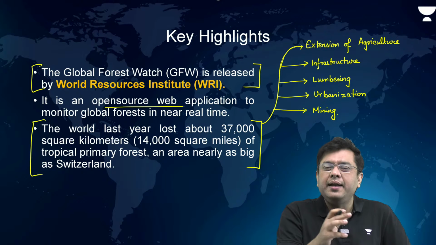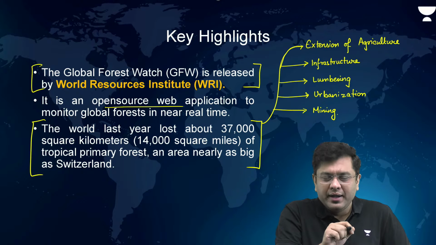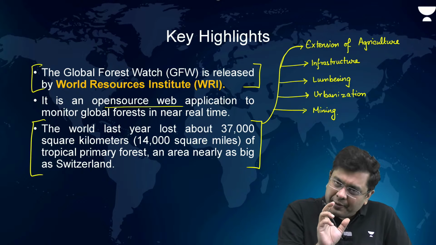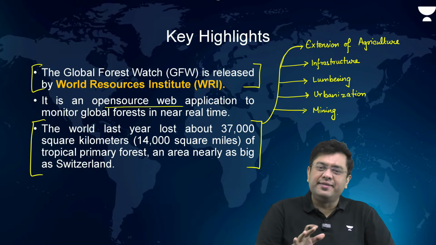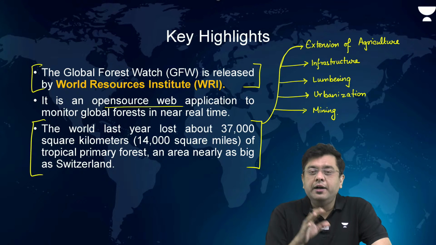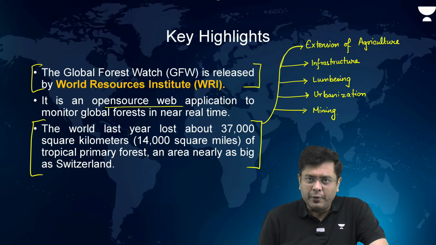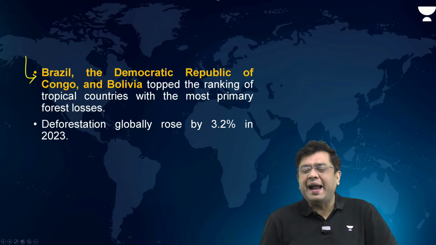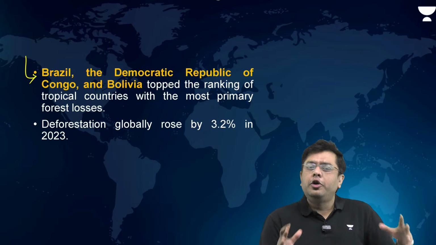You see, in countries like Indonesia, Malaysia, the prime reason for deforestation has been to increase the area under cultivation of palm oil. These are the largest producers and largest exporters of palm oil in the world. So, the prime reason for deforestation is that. That is where these countries have been under global limelight for some time now. Here, Brazil, DRC and Bolivia top the ranking in terms of the loss of tropical forest.